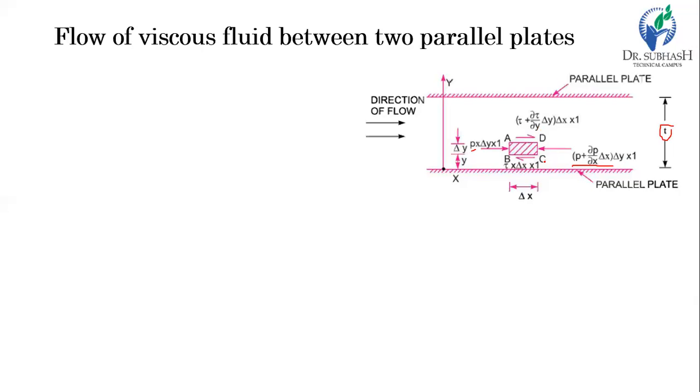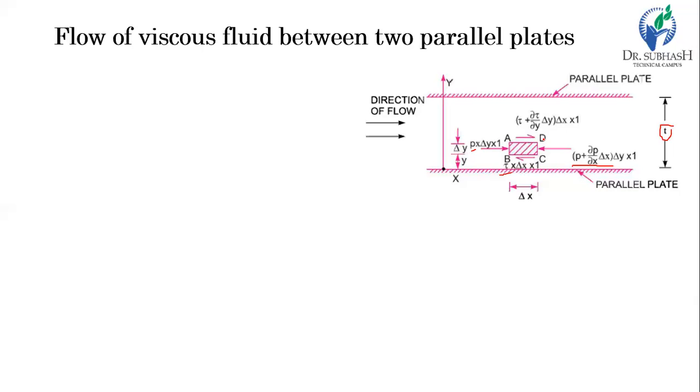Now let's consider another force, which is the shear stress force. For that, consider the shear stress acting on the side BC and side AD. Here, let's suppose the shear stress is tau, and thus the shear force on this side BC is shear stress times the area. The area is delta x times 1, that is, the length times the thickness perpendicular to the slide. So the total shear stress force acting on the side BC is tau times delta x. This is the shear force on the bottom side.